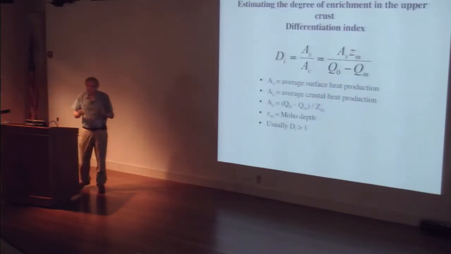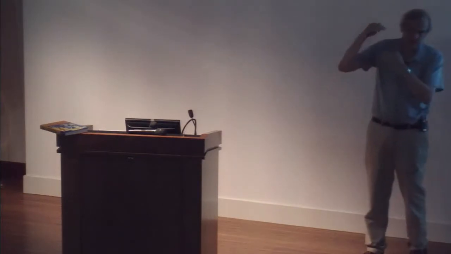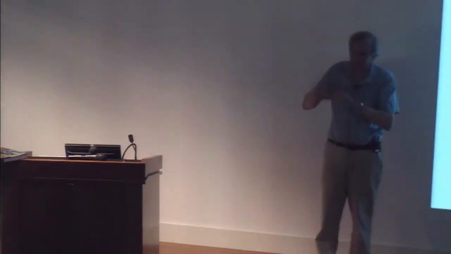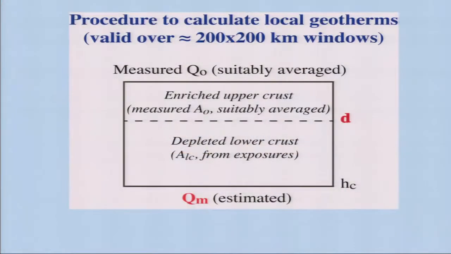So now we've got enough, because from this data, we have reliable heat flow data on the right kind of scale. We've got the right heat production. We know we have some index for the differentiation. We have an idea over which the upper crust is enriched, about 10 kilometers, and that's enough to make calculations.